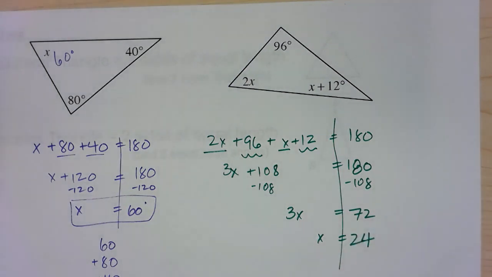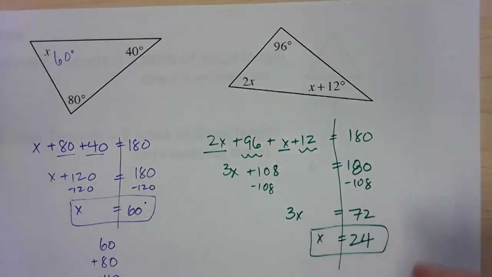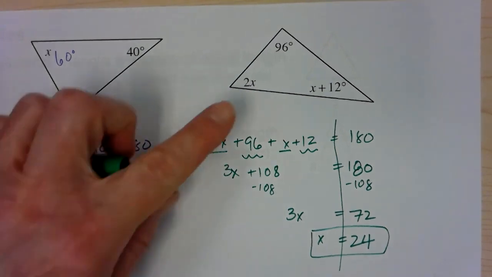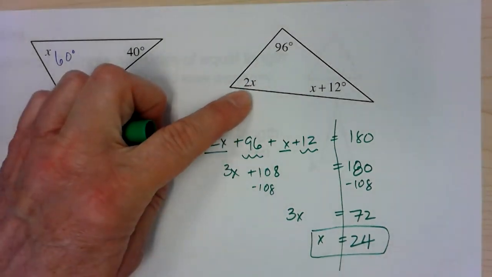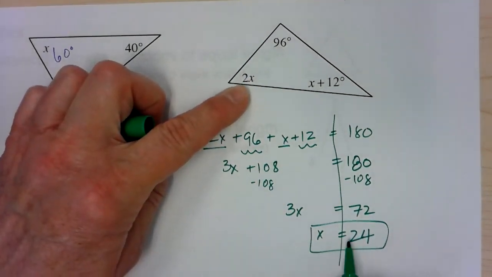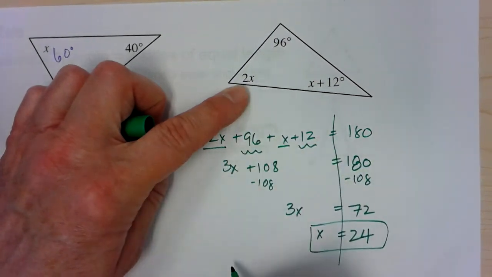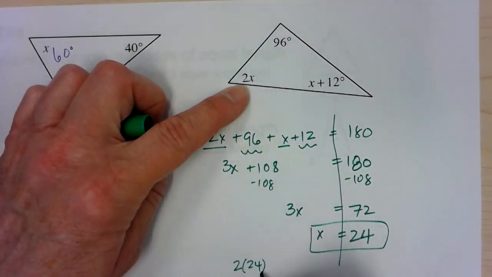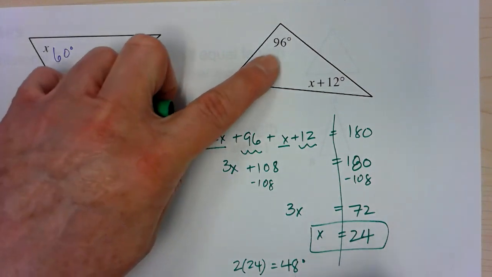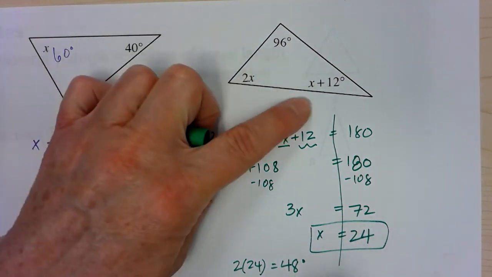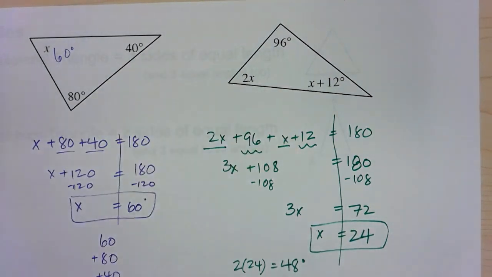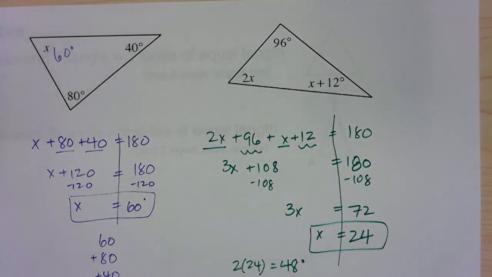X is 24. Well, we don't have an angle that measures 24 degrees, but we do have an angle that's 2 times 24 degrees. I'm going to take this x, this 24, and plug it in here. 2 times 24 equals 48. I'm checking my work right now. The second corner is 96, and the third is 24 plus 12, which is 36. If I add these three together, I do get 180 degrees.